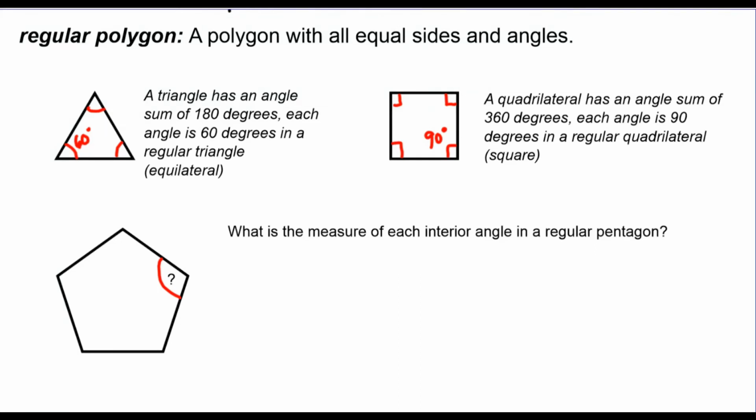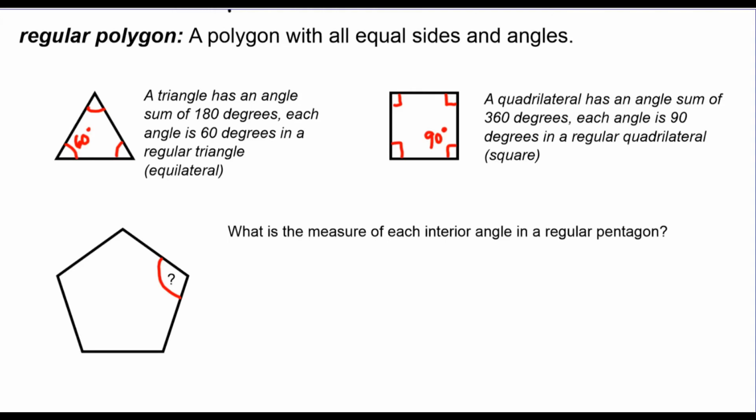So we know that the triangle has an angle sum of 180 degrees. And if each angle is equal, well, 180 divided by 3 equally is 60 degrees. So every angle in a regular triangle is going to be 60 degrees. Likewise with our quadrilateral, if it's a square, we know the sum of all the angles is 360 degrees. And if we take 360 divided by 4 equally, you get 90 degrees. So every angle in a regular quadrilateral, aka a square, is going to be 90 degrees.